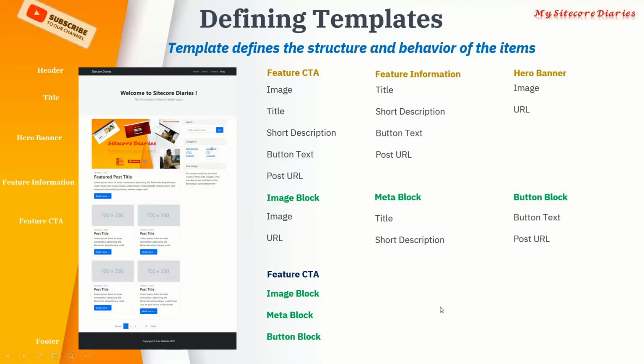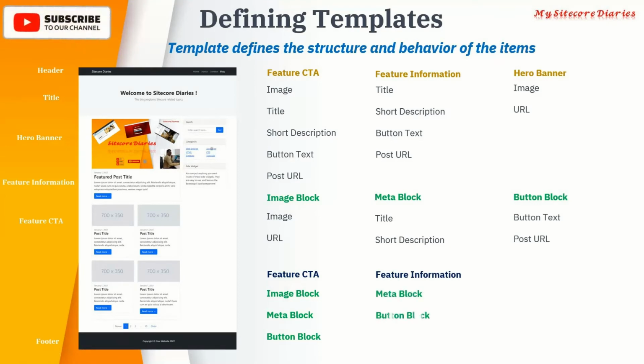Okay, now the another one was the feature information. If you want a feature information, then if I consider meta block and button block, then it will cover everything. And hero banner, it is actually image block only. So this is how overall you will define a template.